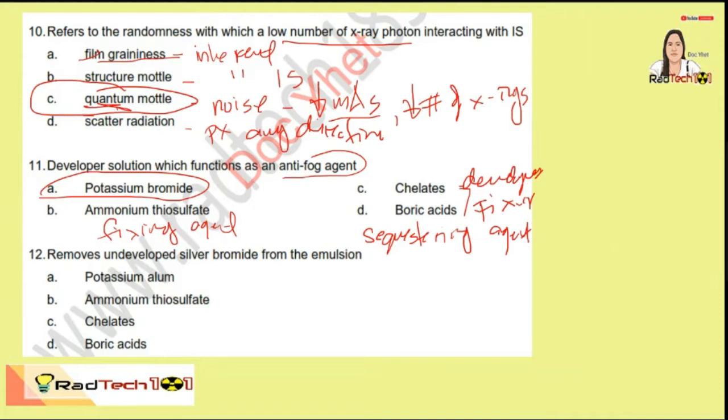So next, removes undeveloped silver bromide from the emulsion. So the purpose of this is to remove the undeveloped silver bromide, that is ammonium thiosulfate. So ammonium thiosulfate is also the fixing agent, as I have mentioned, of the fixer. Potassium alum is the hardener, which is to stiffen and shrink the emulsion kapag nasa fixer na yung ating film or radiograph. So, na-discuss ko na naman yung chelates and yung boric acids, which are both sequestering agents.